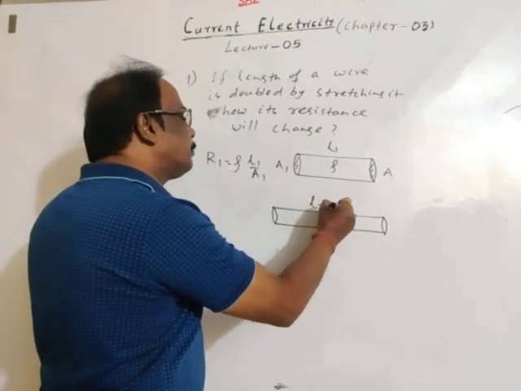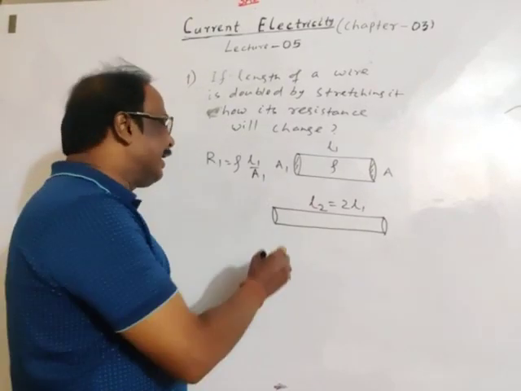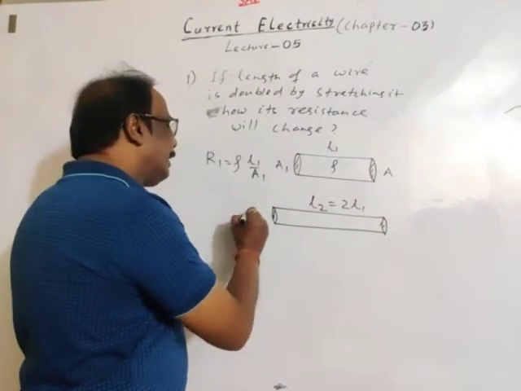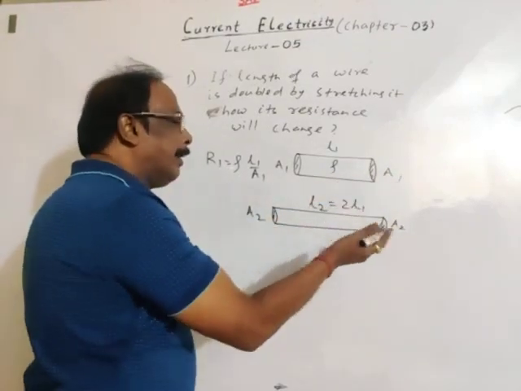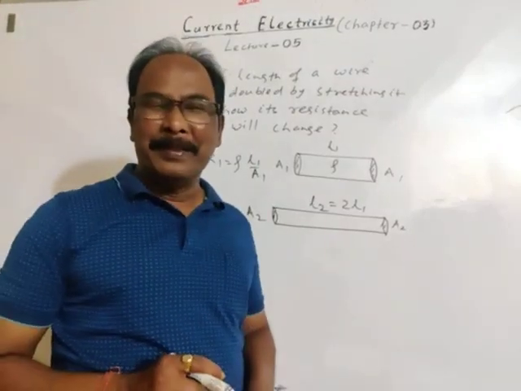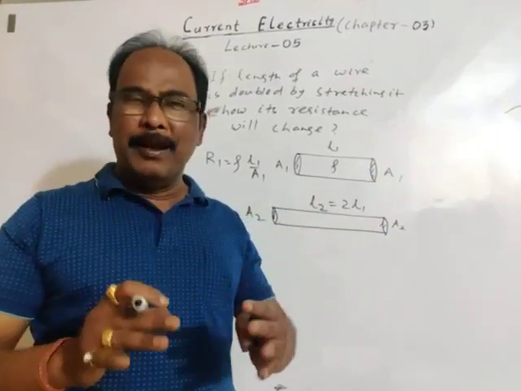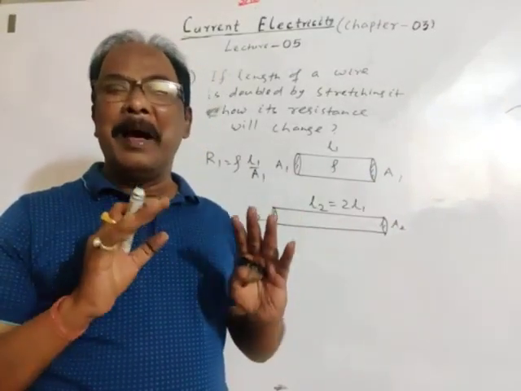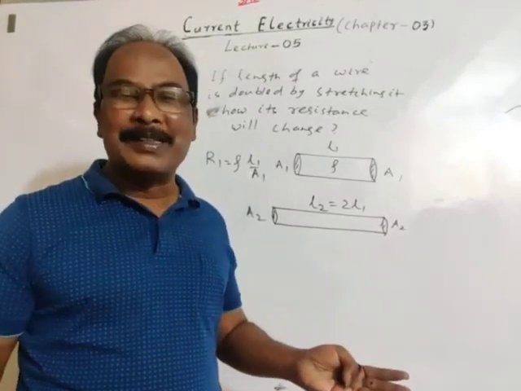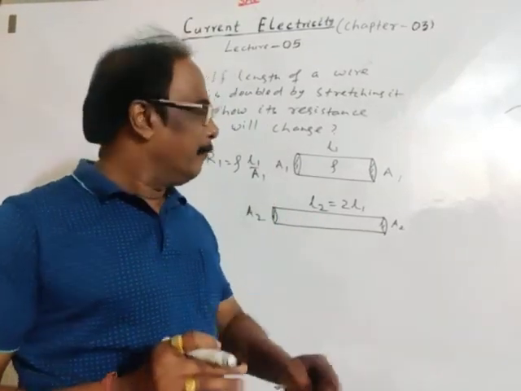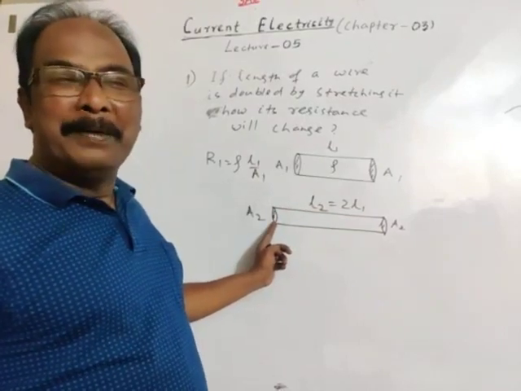So the final length is equal to twice the original, or initial, length. Let the area of cross section now become A2. A simple concept: if a wire is either stretched or compressed, the length changes and the area of cross section also changes, but the volume remains constant. So if the length is double, then the area of cross section will be half.